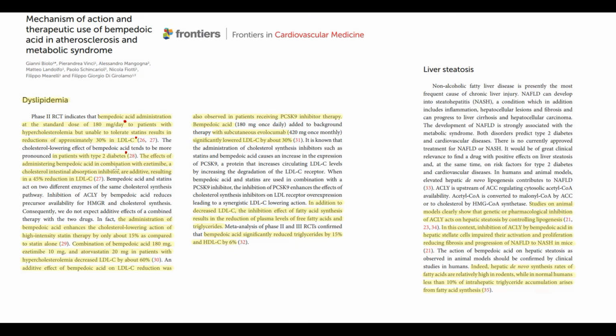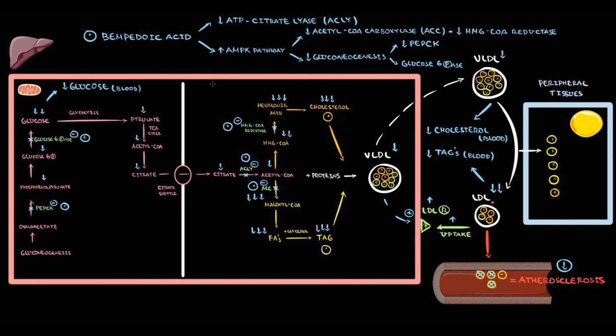Very important that we can use bempedoic acid in combination with other lipid-lowering agents. For example, in combination with ezetimibe, that can provide a 40% reduction in LDL cholesterol. Ezetimibe is one of the novel drugs in treatment of dyslipidemia.